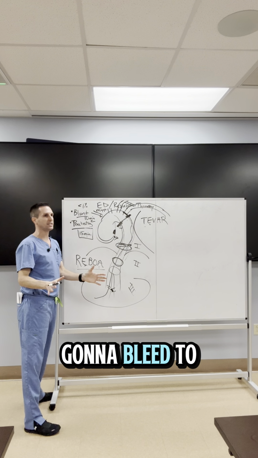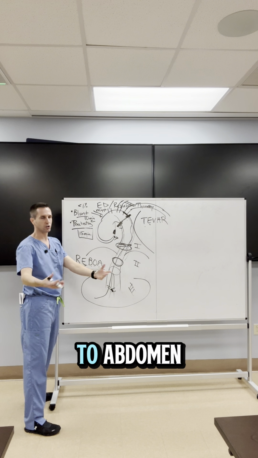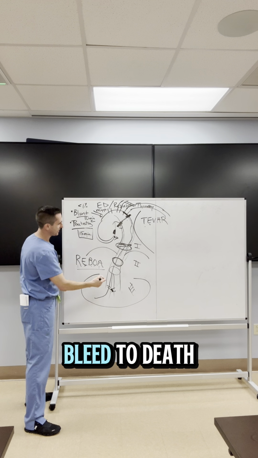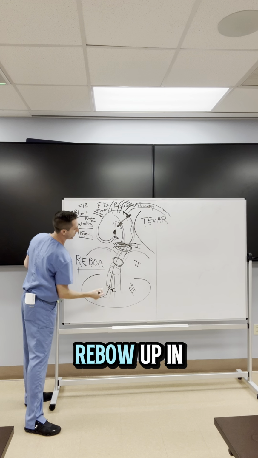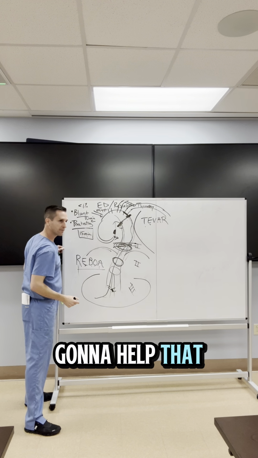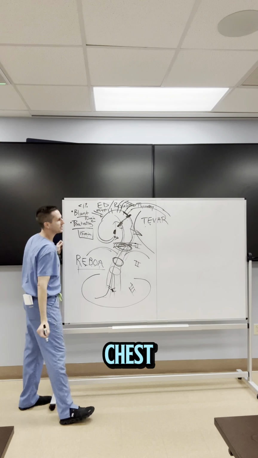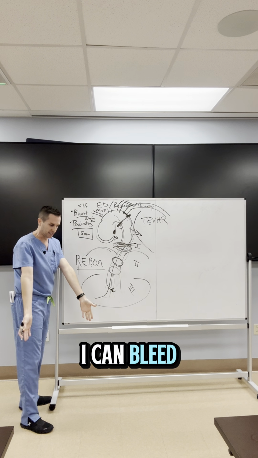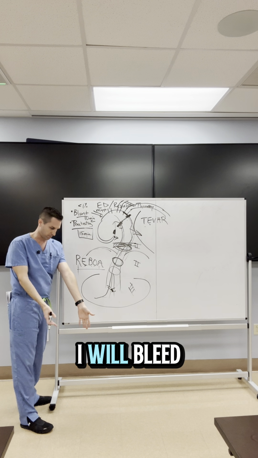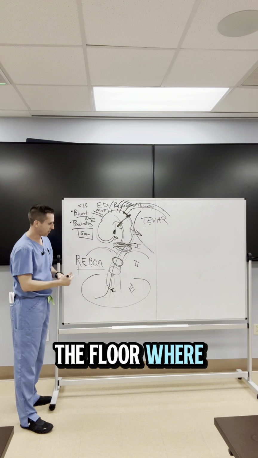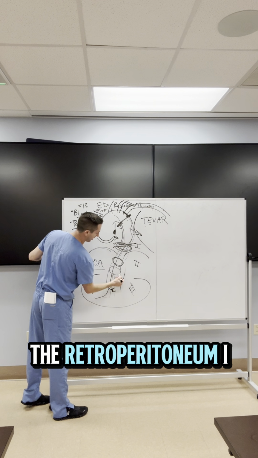Because if I'm going to bleed to death, what are the different places I can bleed to death into or to? Abdomen. So I could bleed to death into my abdomen. So either cross-clamping or blowing the REBOA up in Zone 1 is going to help that. Okay? My chest, I can bleed to death into my chest. Outside of the bone, I can bleed to death onto the floor. If I transect my radial artery, I will bleed to death onto the floor. Where else? Pelvis and the retroperitoneum, I think of.